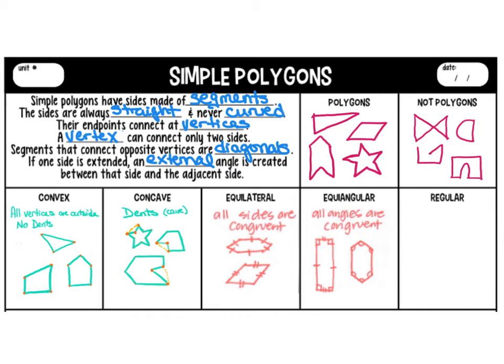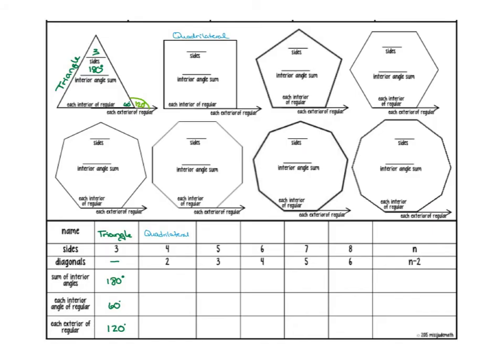Equiangular means all the angles are congruent in the polygon. And regular means both of these are happening. Both the sides and the angles are congruent. So for our triangle, that would be an equilateral triangle because in an equilateral triangle, all the angles are also 60 degrees. And in a square, all sides are congruent and all angles are 90 degrees. So those would be two examples of regular polygons.